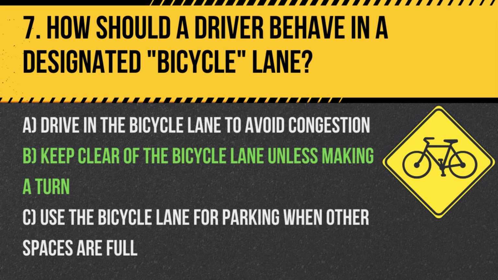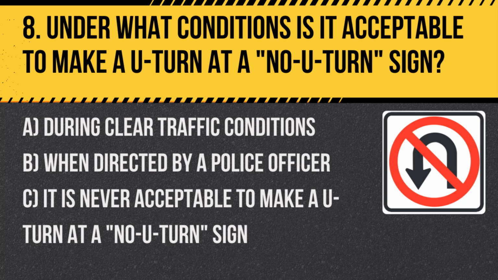Drivers should not drive in or obstruct bicycle lanes, except when making turns where allowed. Question 8. Under what conditions is it acceptable to make a U-turn at a no U-turn sign? A. During clear traffic conditions. B. When directed by a police officer. C. It is never acceptable to make a U-turn at a no U-turn sign.